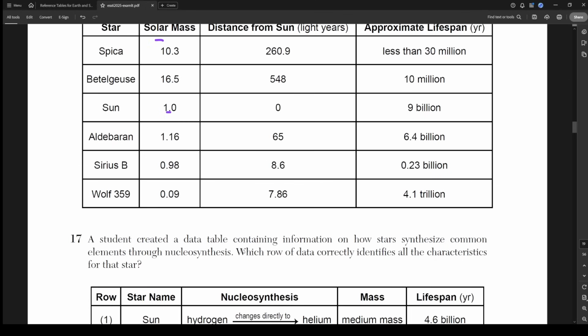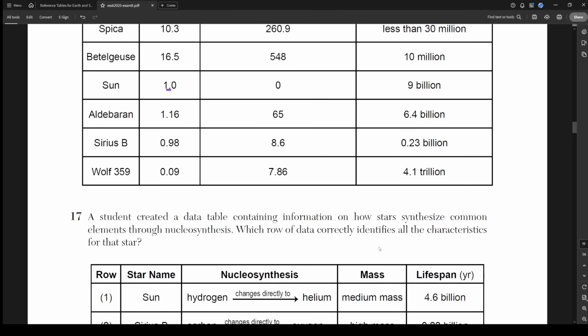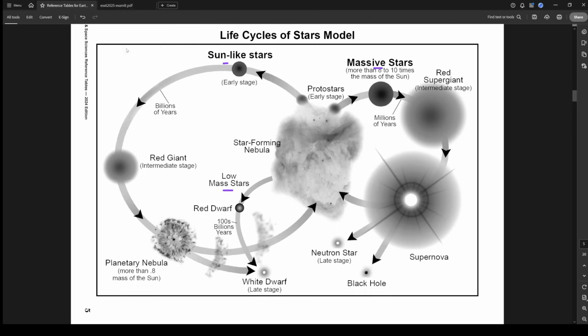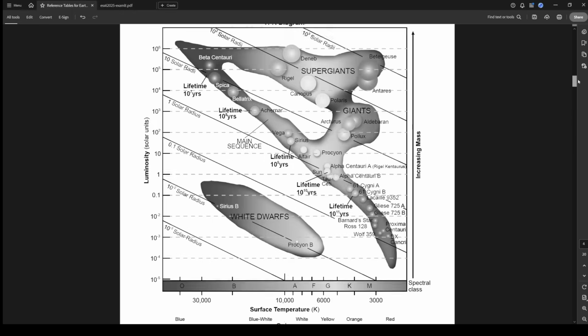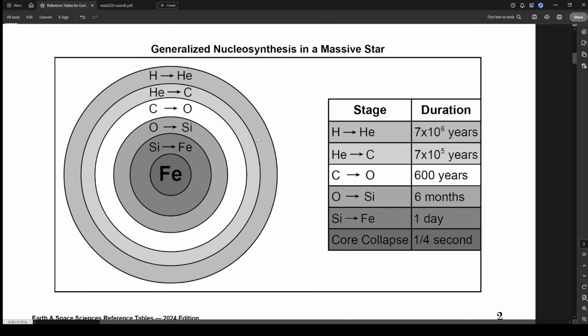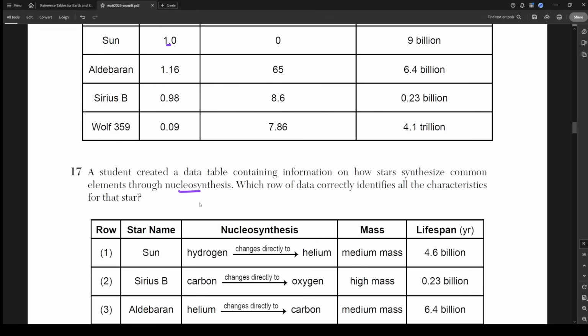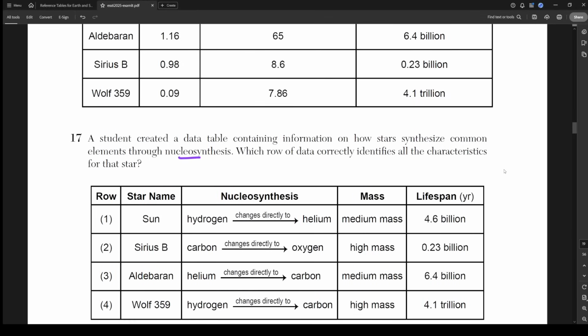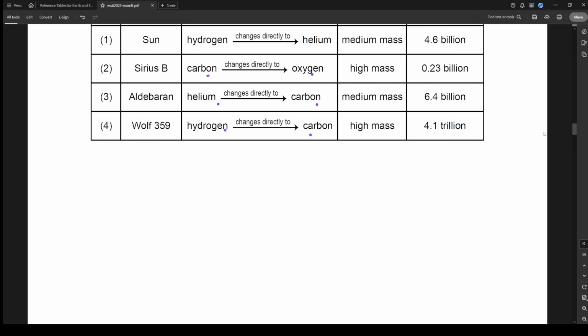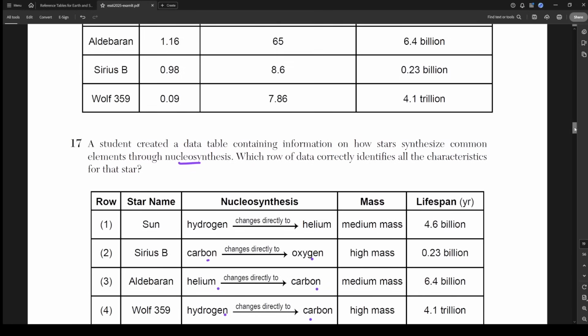A student created a data table containing information on how stars synthesize common elements through nucleosynthesis. Okay, so check this out. Look, nucleosynthesis. So I don't know if this is going to help us, but we'll find out. Which row correctly identifies all the characteristics for that star? Okay. So carbon to oxygen, helium to carbon, hydrogen to carbon. Are we just picking a row? Yeah, it looks like it.